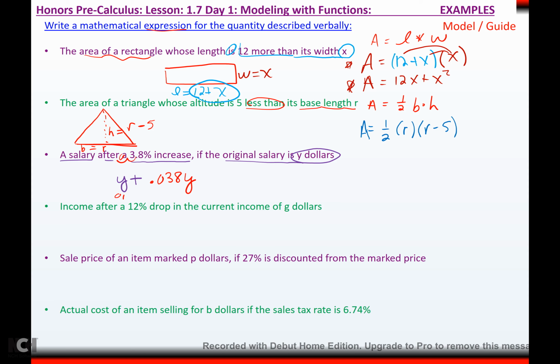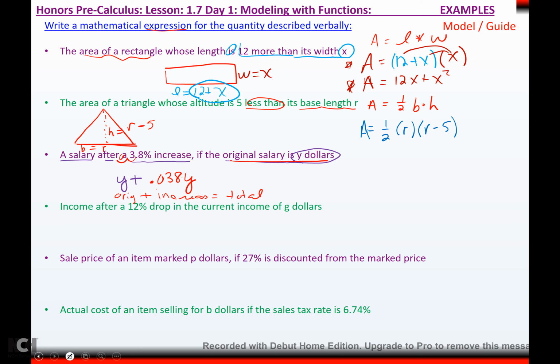Here's my original salary. If you just put 0.038, you're making 4 cents extra. But you're not making just 0.038 cents, you're making 0.038 of, which means times, your original salary, which we called y. So there's your original price plus your increase, and that would represent the total salary.